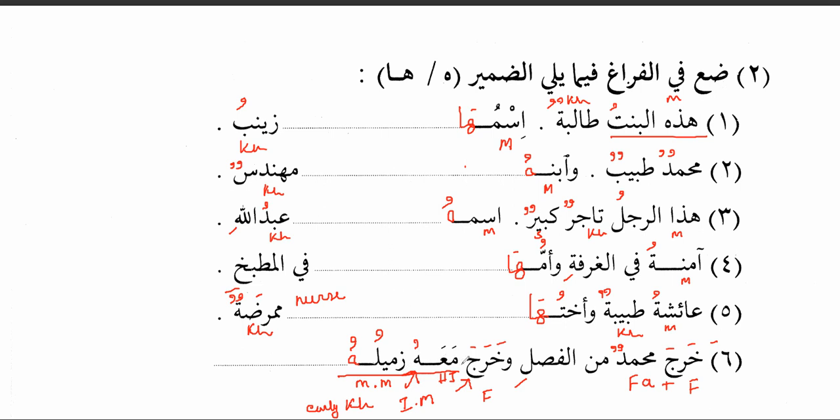Okay? This is how you will dissect the sentences, know the positions, what type of jumla is this, and if this ma is coming before, after that is a noun, what harakas, what type of jumla it is. You need to check all these things and put the harakas. So let's go on to the next question.